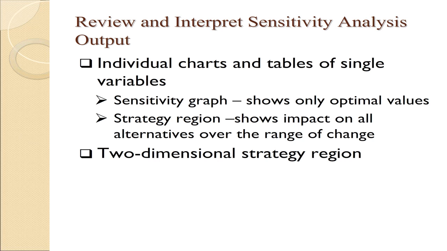A strategy region actually shows the impact on all of the alternatives under consideration and how their expected values change as a result of the change in the variable. Lastly, we'll show the two-dimensional strategy region, which allows you to range two cells simultaneously and see how it affects what the optimal solution would be, but it just specifies the optimal solution.